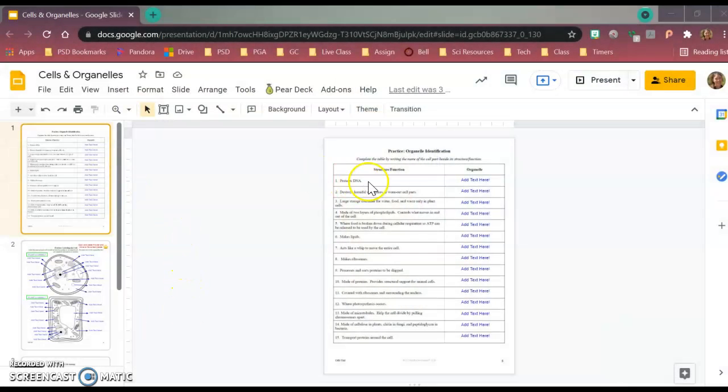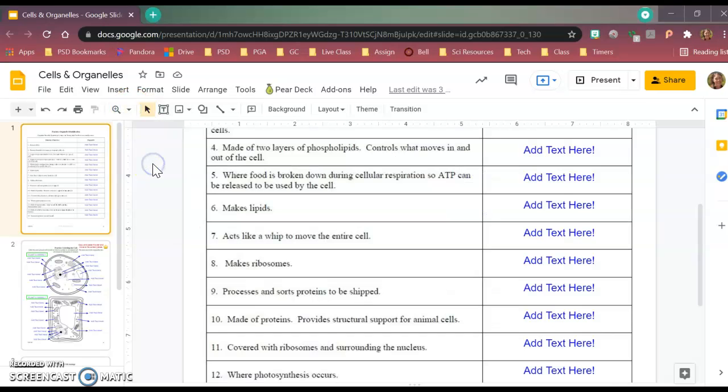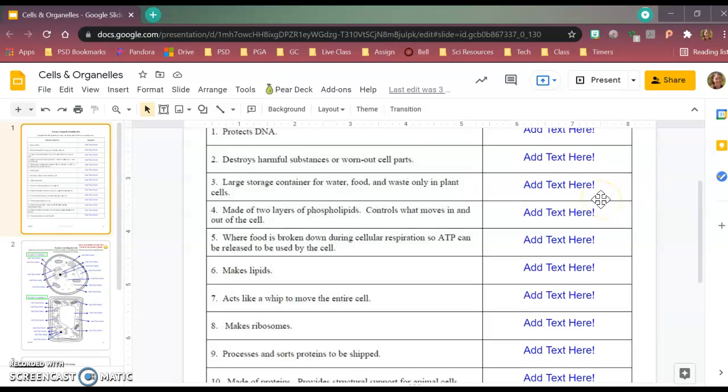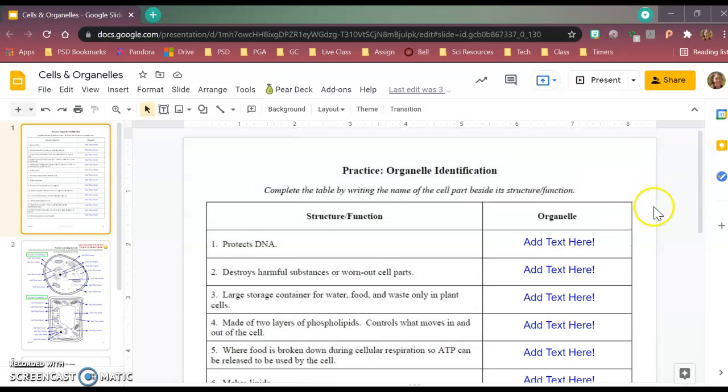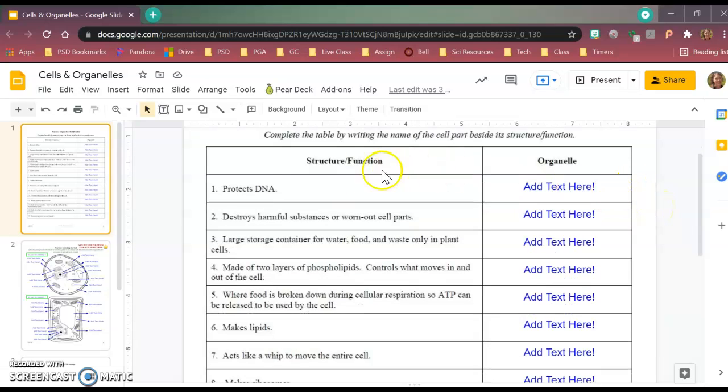All right, so when you load the digital copy, it will be small. Remember, click on the zoom and bring it up to 100% so you don't have to squint the whole time, and it's kind of impossible to read. And the first page you're going to see is kind of working with definitions. And so we've got our first definition here, protects the DNA. You need to name the organelle that does that.